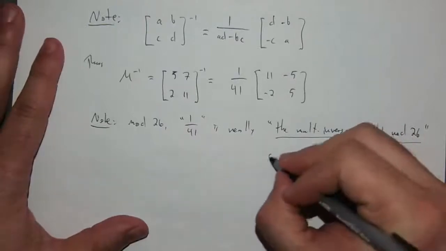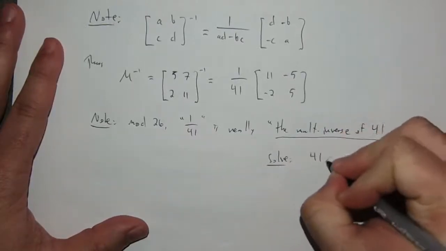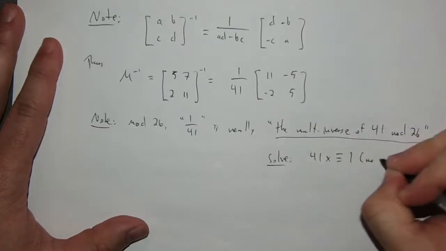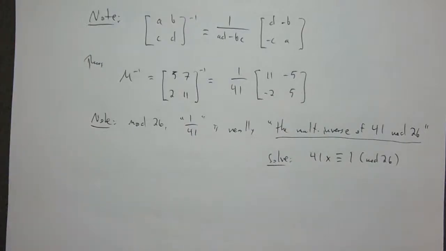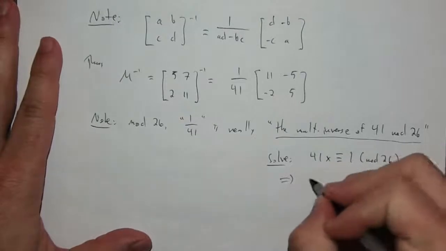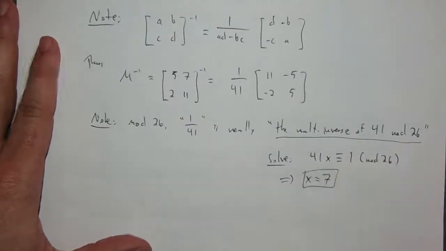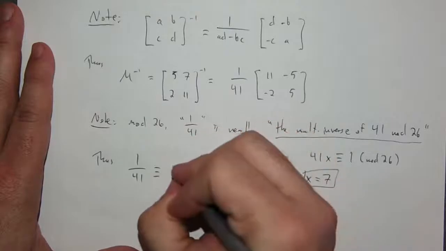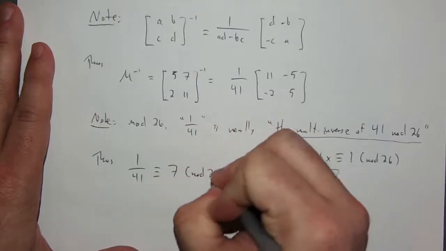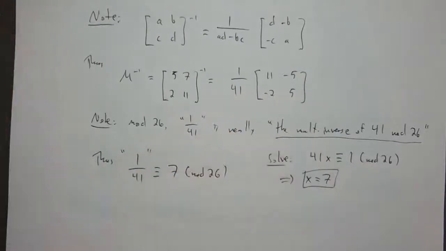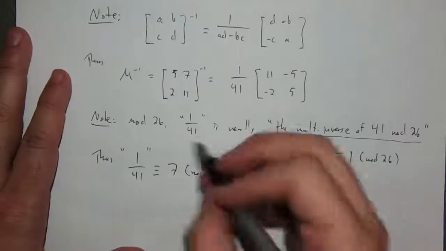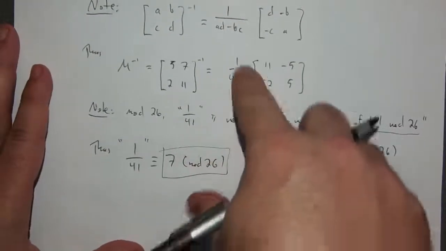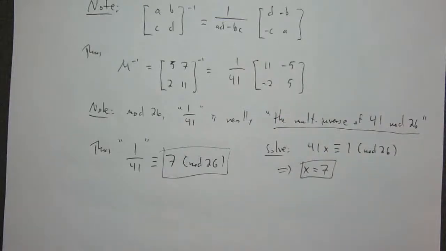What do you have to solve? You have to solve this. Of course, we discussed how to do this in chapter 6. This is solving linear congruences. And so, without too much more, it turns out that if you solve that, x is 7. Thus, 1 over 41 is actually 7 mod 26. So this object, 1 over 41, is really 7 in the mod 26 world, and multiplying this matrix by 1 over 41 mod 26 is just multiplying by 7.